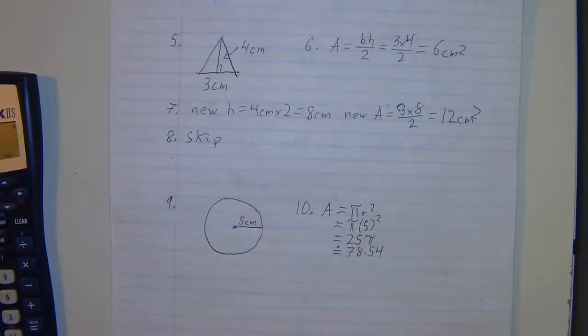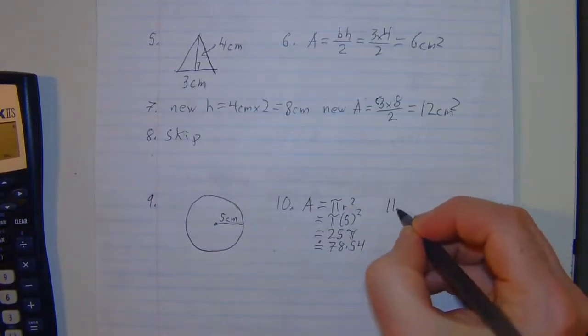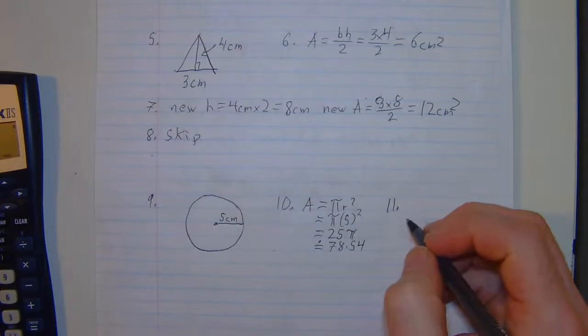And then we're looking at question 11. What do you think will happen if you double the radius? Check your guess. So make a prediction. What's going to happen if we double the radius? And then go ahead and calculate what you should get.